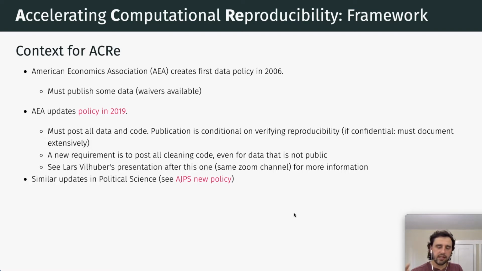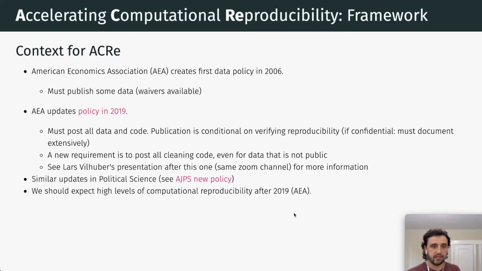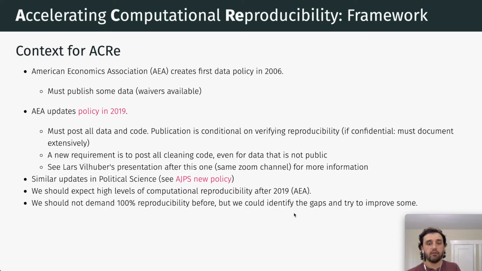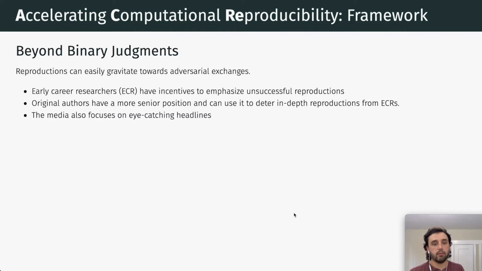And this effort has been led by Lars Vilhuber as data editor at the American Economic Association. There's also a similar effort at the APSA, American Political Science Association. This means that we should expect high levels of computational reproducibility after 2019, but not before. We should not demand 100% reproducibility before, but we should aim to identify those gaps and try to improve them. So that's the mentality with which we're trying to approach computational reproducibility.